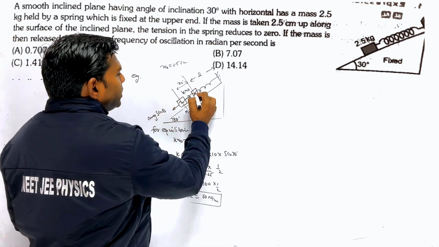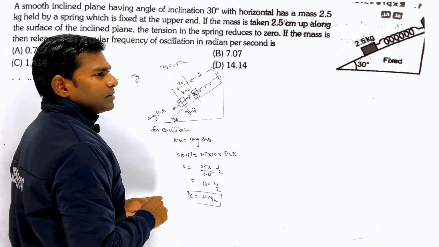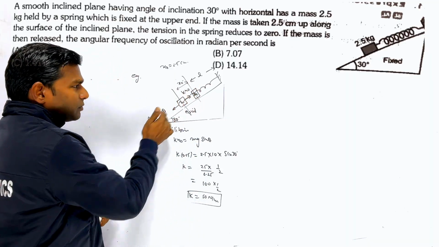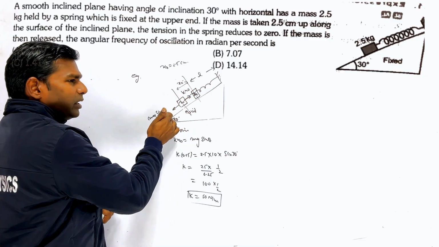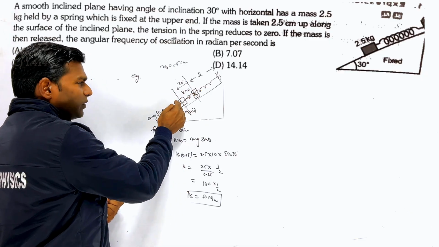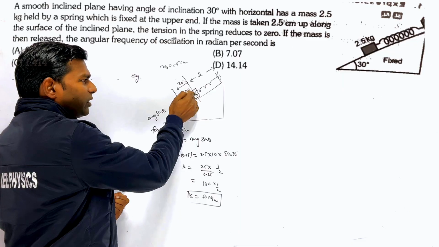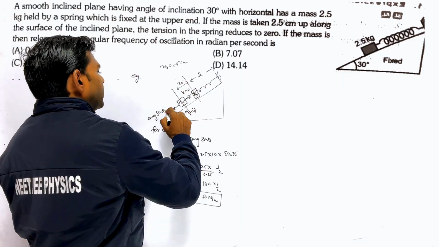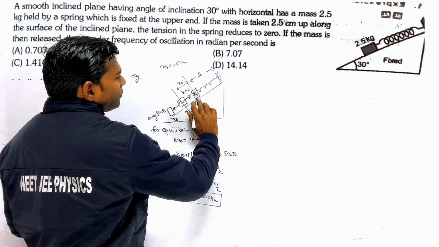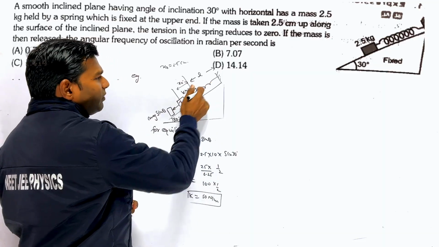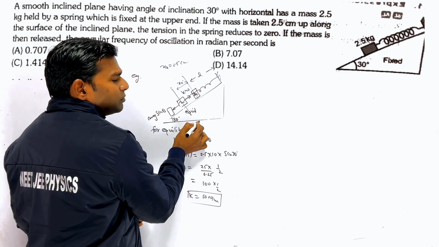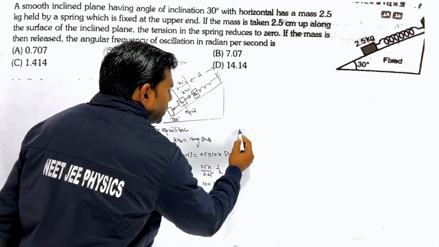Now this block is released from rest. If this block is released from rest here, it will move down, right? Move down here. Because of the mg sine theta, it will move up and the velocity will be maximum, then it will move down, right? Like this. So if it is released from rest from here, it will oscillate about its mean position, and this is the mean position, right?